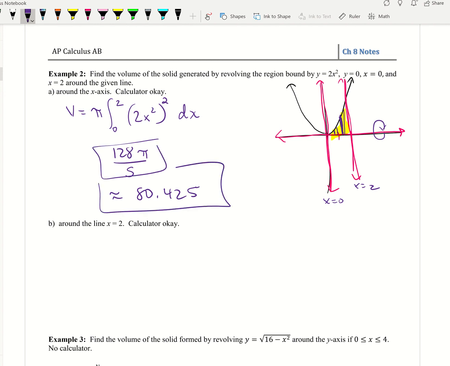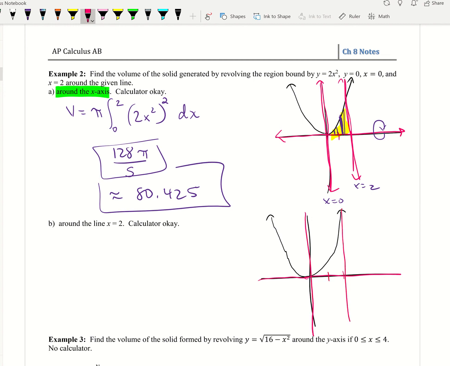Now this changes a little bit when I change the way that the line is rotating. Okay, so I do want to be careful here to always read about where am I rotating this about, because it does change the strategy. Let's try this again. So I have the line y equals 2x squared. And then I'm using y equals 0, x equals 0, and the line x equals 2 as my boundary. So the trapped region between those is right here.